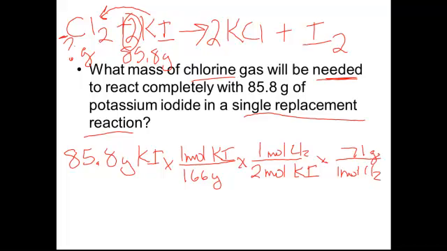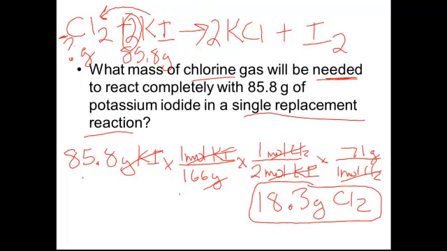So now we're done. Everything should cancel out. Grams of potassium iodide, moles of potassium iodide, moles of chlorine. All we have left is grams of chlorine. So we're going to take 85.8 divided by 166 divided by 2 times 71 equals 18.3 grams of Cl2. So again, what that's telling us is that for all of this potassium iodide to react, we only need 18.3 grams of chlorine.